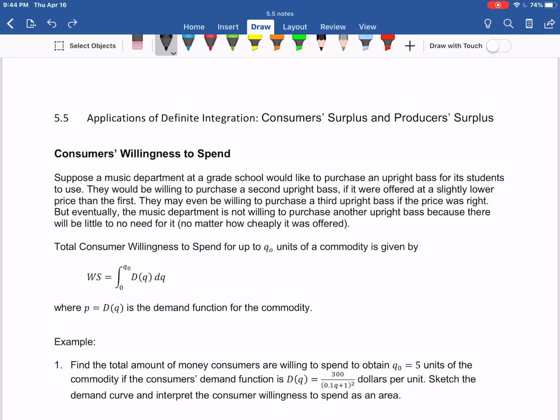In this section, we're going to learn about some important concepts you may have heard about in an economics class already, known as consumer surplus and producer surplus. Before we get to consumer surplus, let's talk about consumers' willingness to spend.